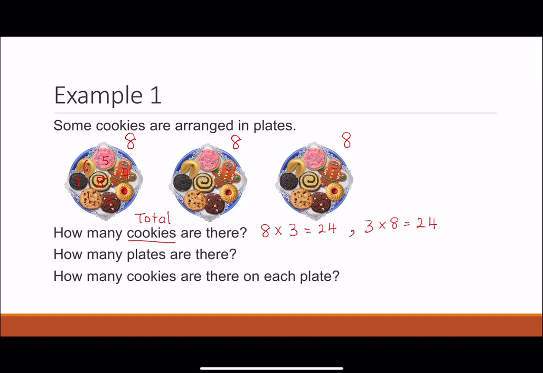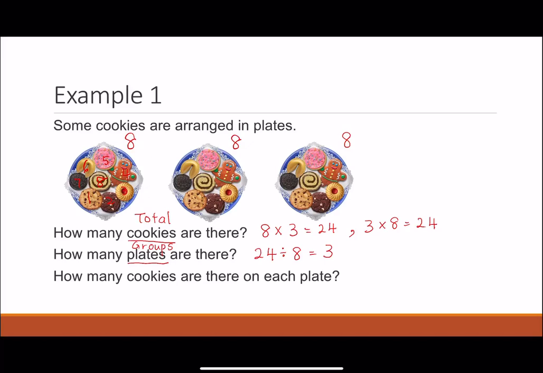How many plates are there? So this will be looking for the number of groups. We know that there are 24 cookies in total, and we know that there are 8 cookies in each plate. To find the number of groups, we divide 24 by 8, which will give us 3. So there are 3 plates.